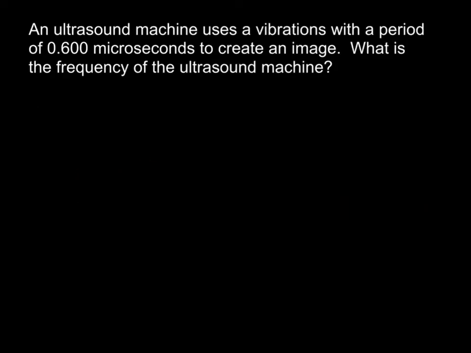So, a quick sample problem here. An ultrasound machine uses vibrations with a period of 0.6 microseconds to create an image. So we have a period, T, equals 0.600 microseconds. Remember, that's our abbreviation for microseconds. We want to know, what is the frequency of the ultrasound machine?